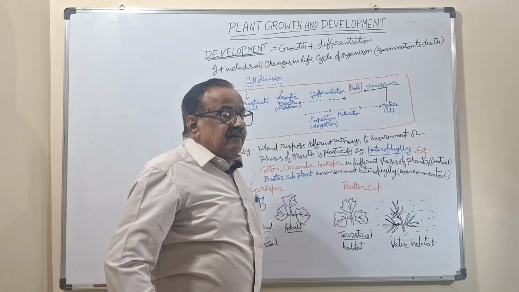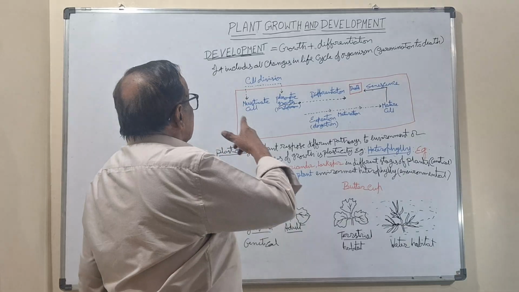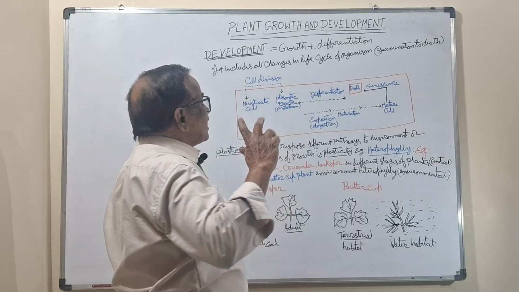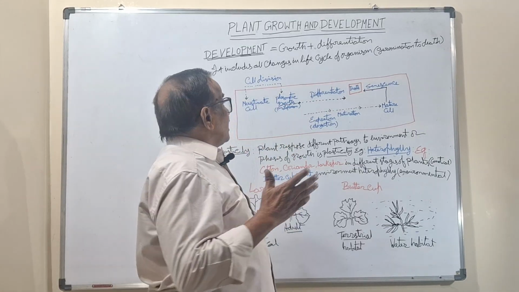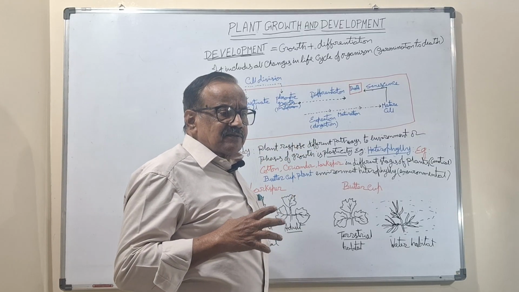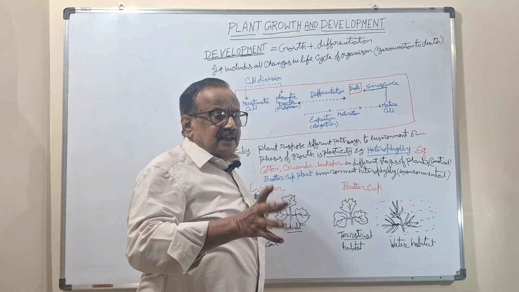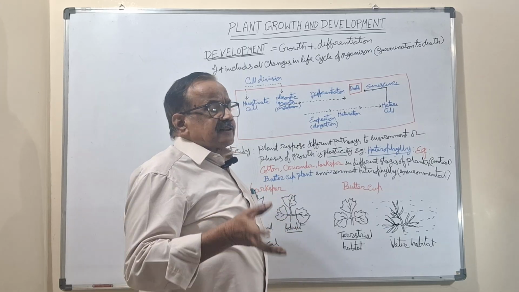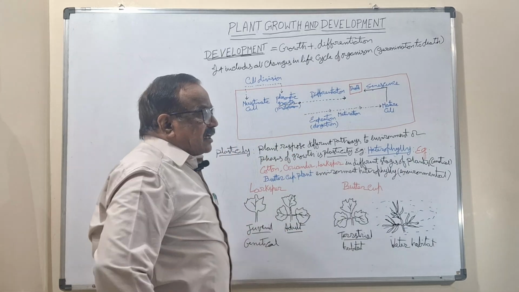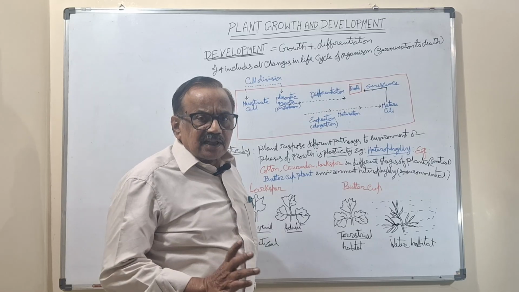Development includes the changes in the life cycle of the organism. In the life cycle, there are so many differences in development, and those things are given in the chart. In the chart, the development stages are shown at the cellular level.